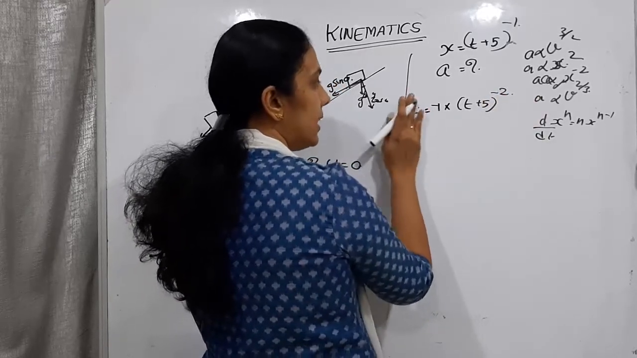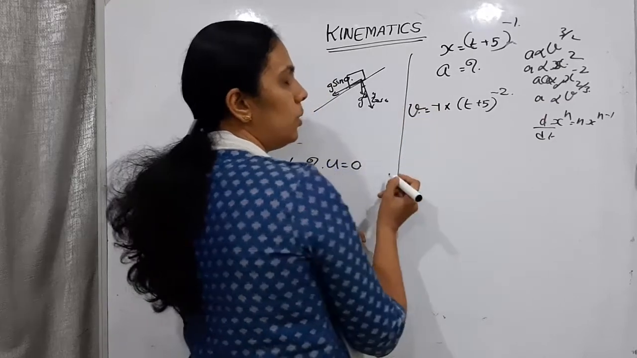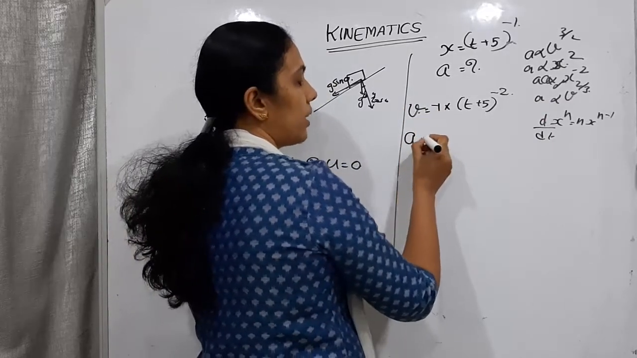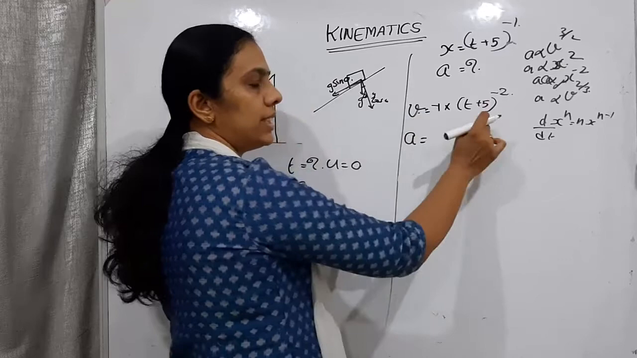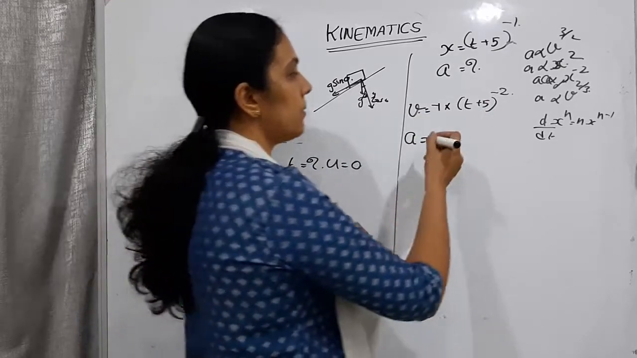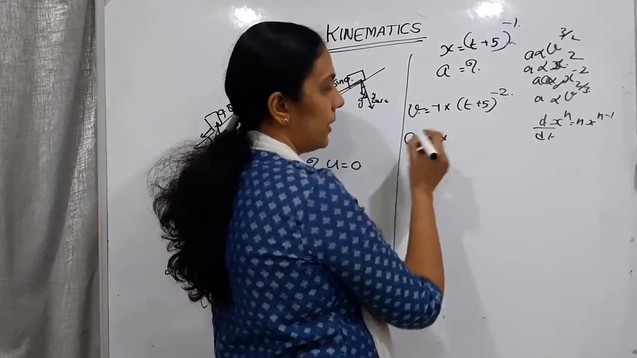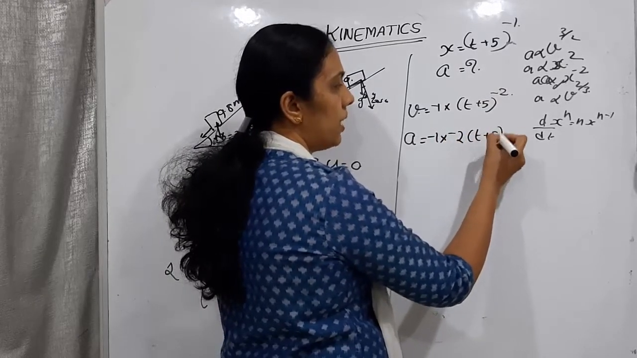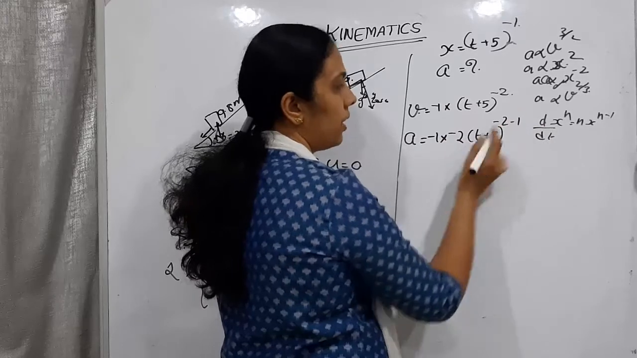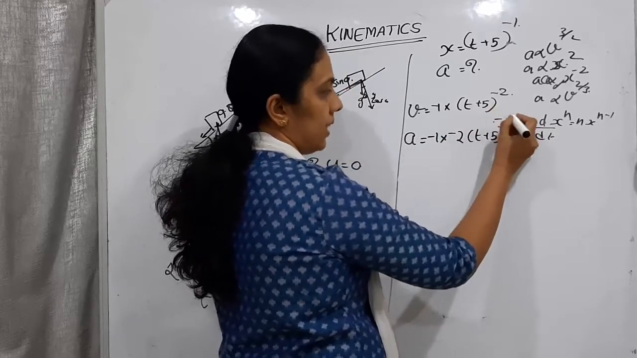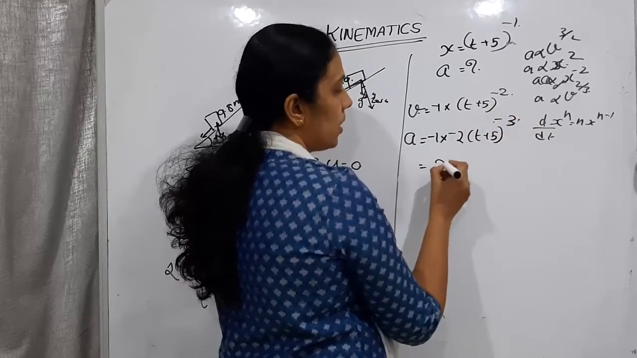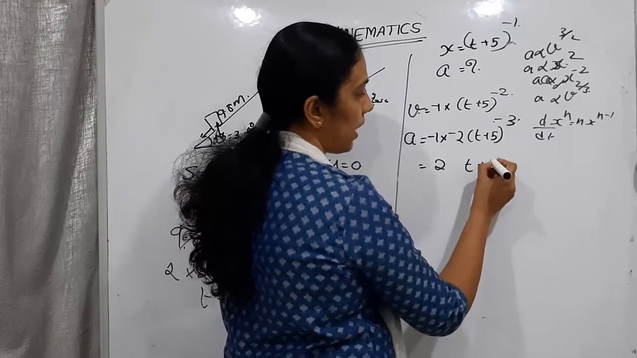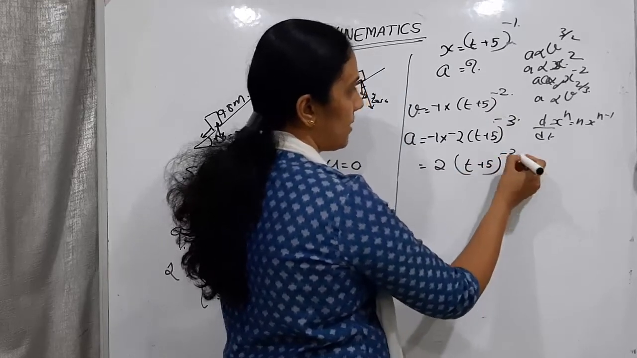That is dx by dt, which is equal to velocity. Now we can find acceleration by differentiating this velocity. While differentiating, minus 1 is already there, so minus 2 into (t plus 5) to the power minus 2 minus 1, therefore it is equal to minus 3. Now this is 2 into (t plus 5) to the power minus 3.